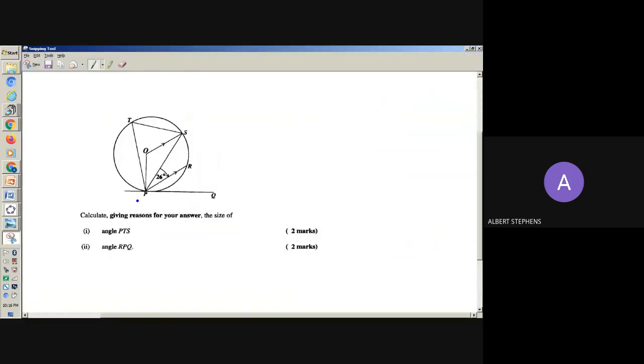Let me highlight it. You see that? So basically, all of this angle here is equal to all of that. And this angle on the left-hand side is equal to an opposite angle on the inside here.